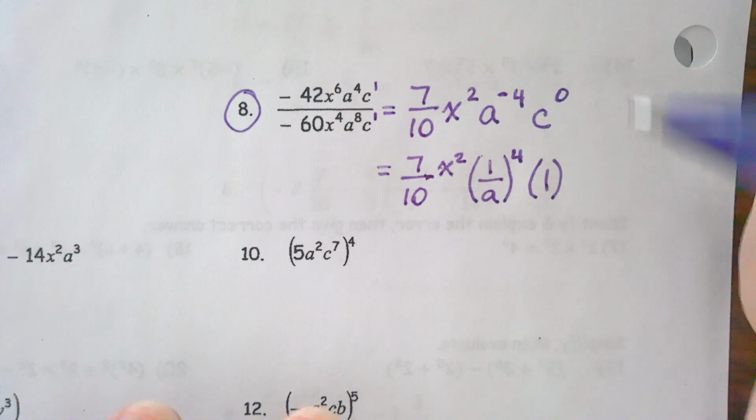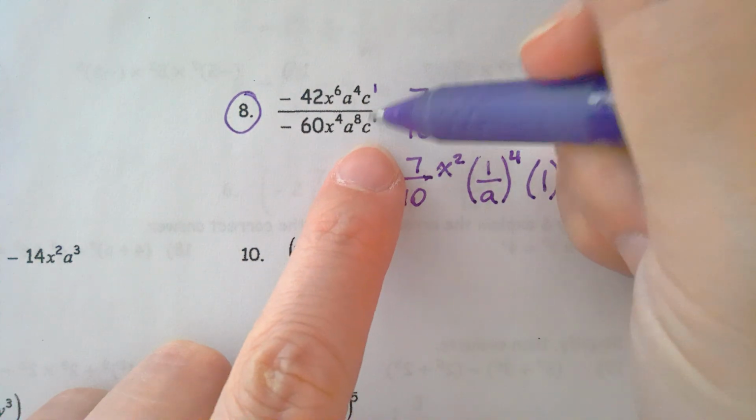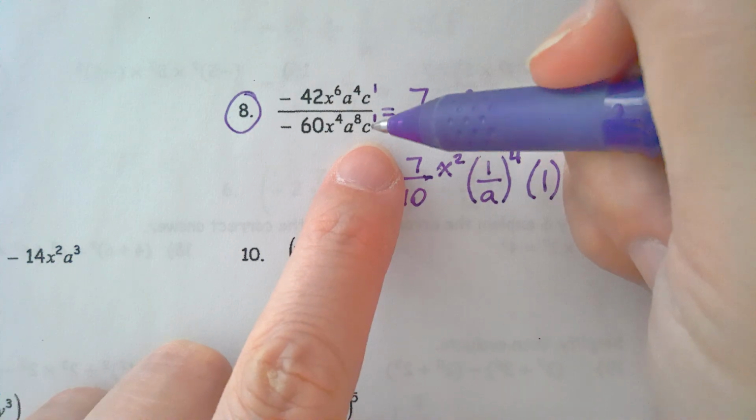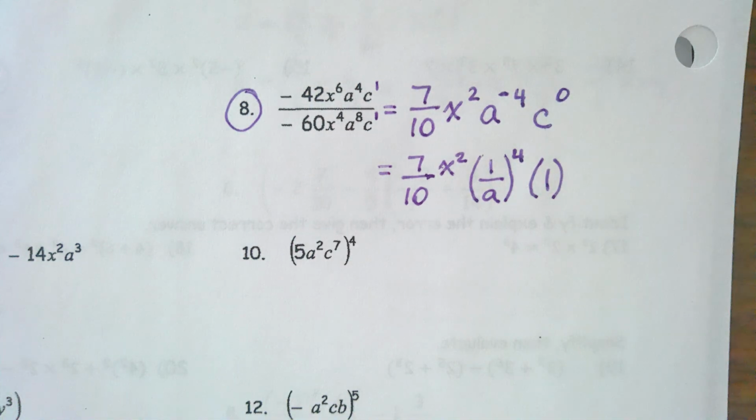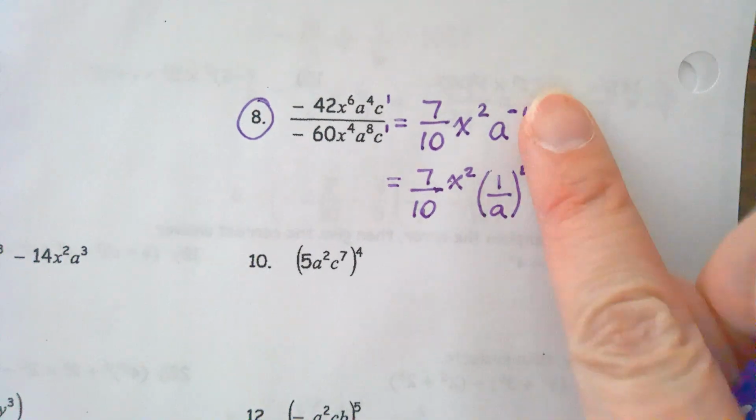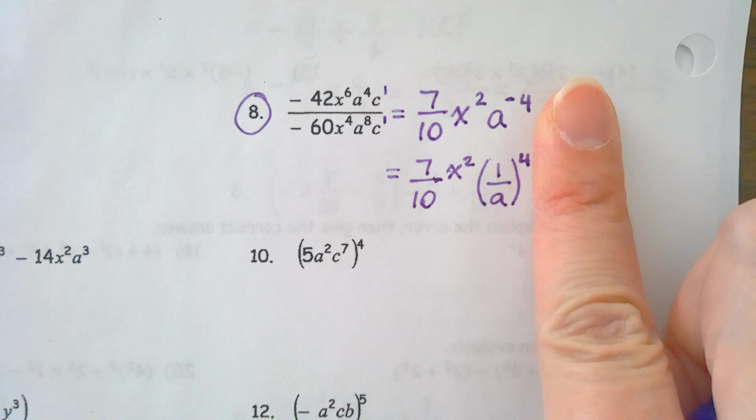Anything raised to the 0 is 1, and anything times 1 is just itself. So right here, notice the c cancels out. So technically, you don't even need to write that. You don't need to write this. You could have just simply written that.